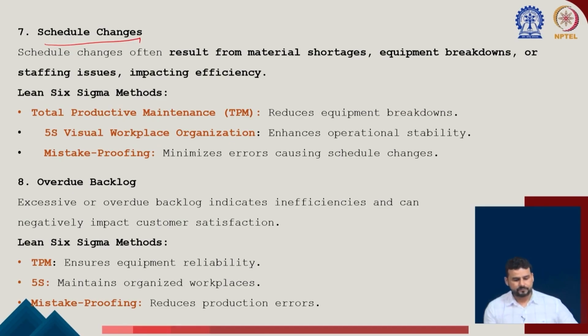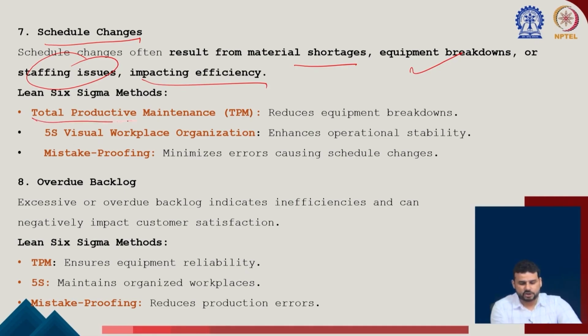Schedule change, again, if there is any change, that change can be because of shortage in raw material, equipment is not working, so let us produce something else. Manpower is not there, let us use that facility and produce something else, right? This impacts efficiency, because when we are changing, obviously the efficiency will be lesser.